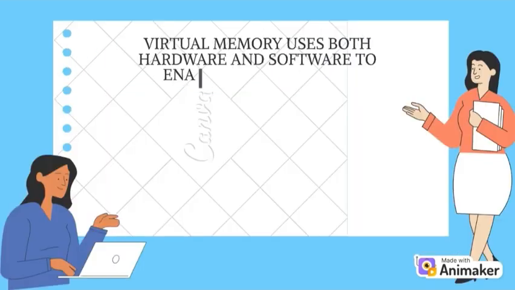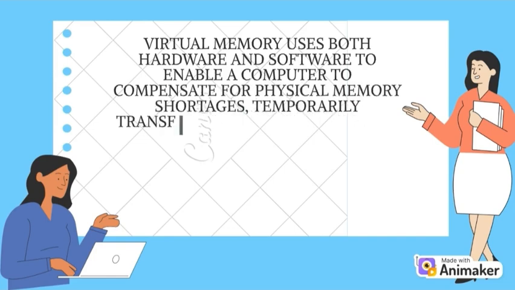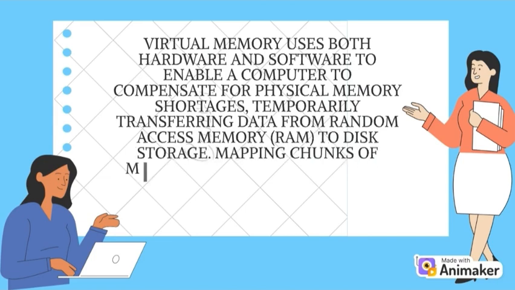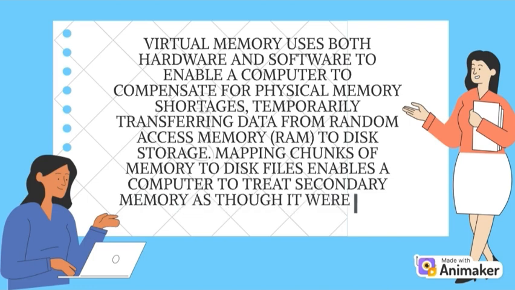Virtual memory uses both hardware and software to enable a computer to compensate for physical memory shortages, temporarily transferring data from random access memory to disk storage. Mapping chunks of memory to disk files enables a computer to treat secondary memory as though it were main memory.